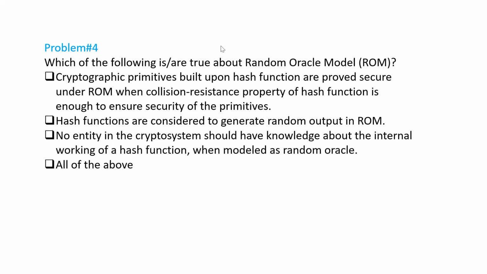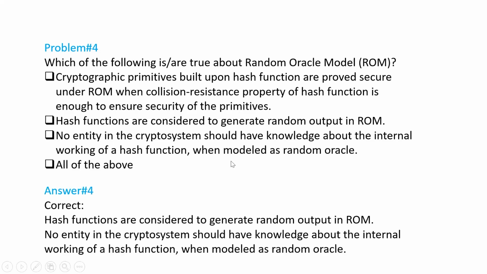2, 3. Okay. So hash functions are considered to generate random output in ROM. That is true, right? Thank you. And no entity in the crypto system should have knowledge about the internal working, right? This is also true. And the first option is of course wrong, because we already know that only when the collision resistance property of the hash function is not enough to ensure security of the primitives do we go for modeling the hash function as a random oracle. So the first option is wrong. So 2 and 3 are the correct options, correctly answered. Thank you.